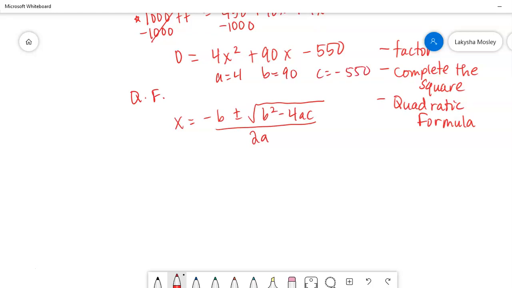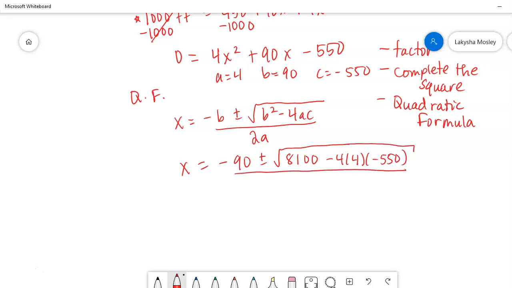I got my calculator, so let's see. So I got x is equal to negative 90 plus minus square root. 90 squared, I think that's 3,000. No, I'm sorry, 8,100. 8,100 minus 4ac. We're just going to keep running with that. And then 2 times 4. I'm just going to write this out here.